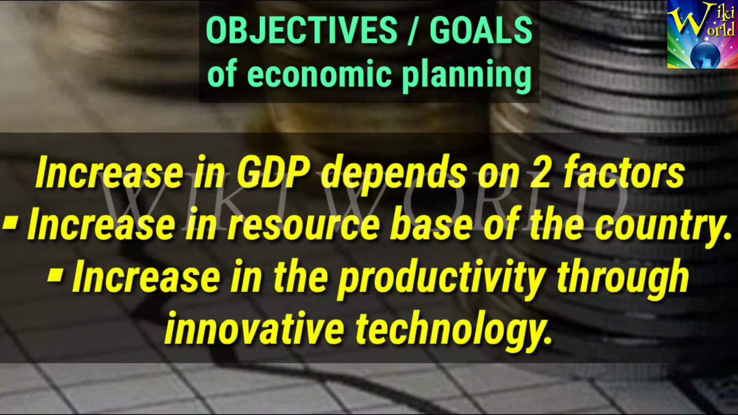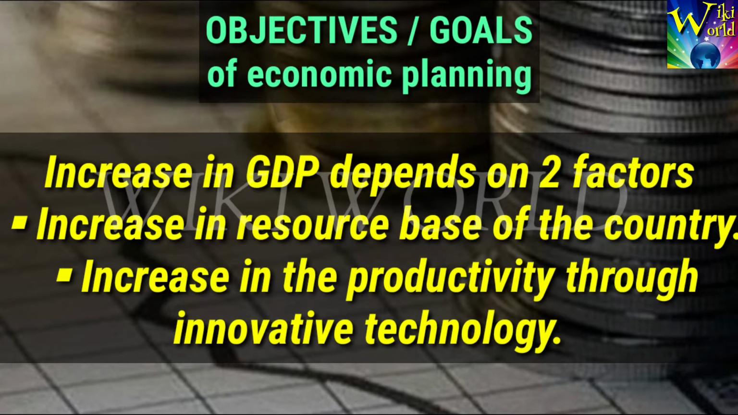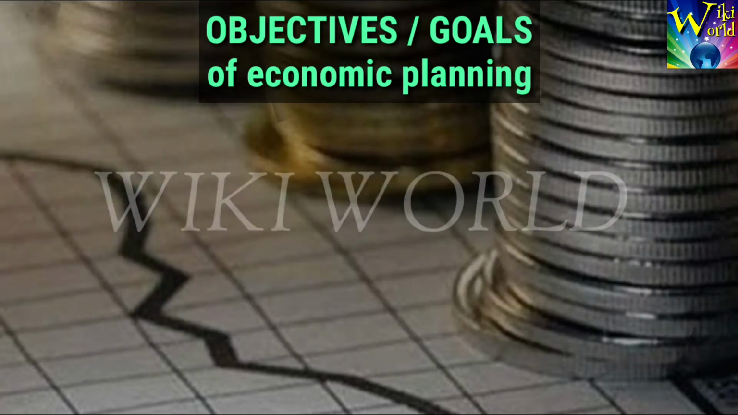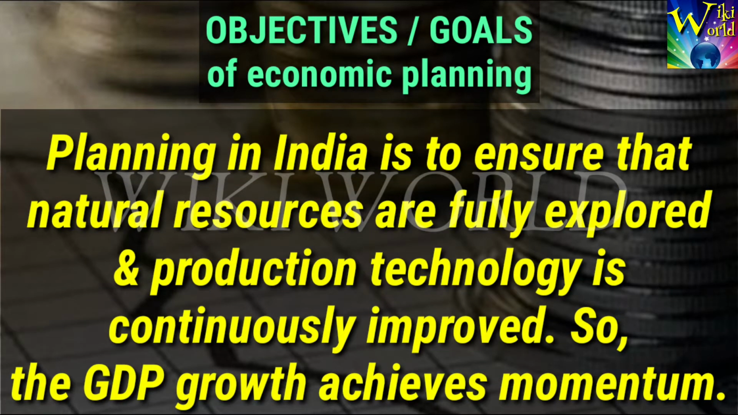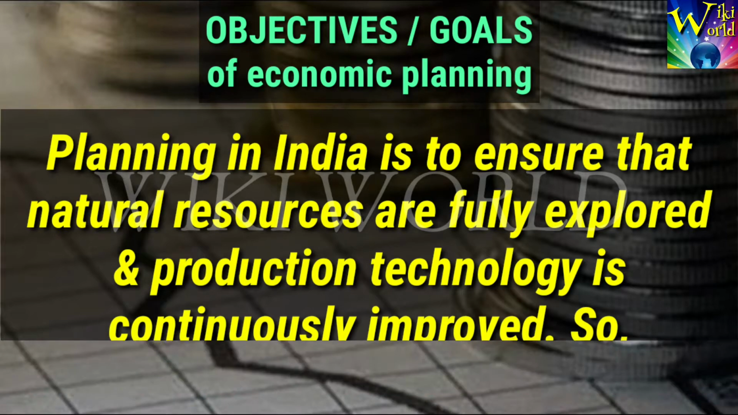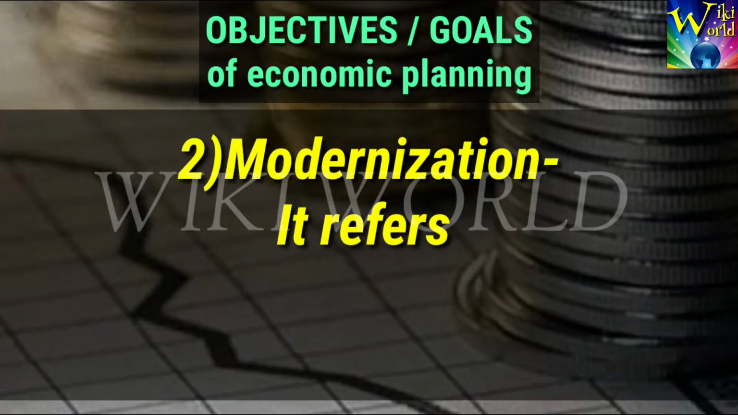Increase in GDP depends on two factors. The first is increase in the resource base of the country. Second, increase in productivity through innovative technology. Planning in India is to ensure that natural resources are fully explored and production technology is continuously improved, so the GDP growth achieves momentum. The second one is modernization.